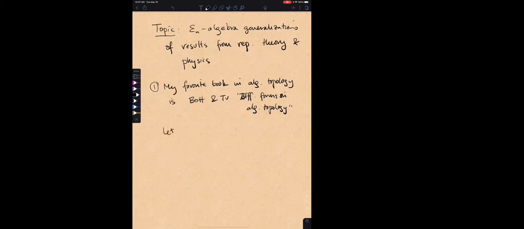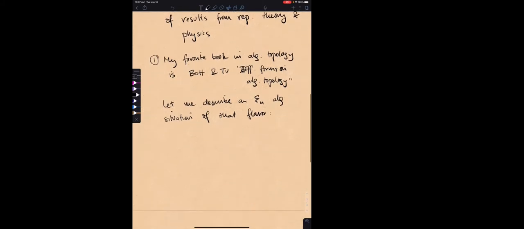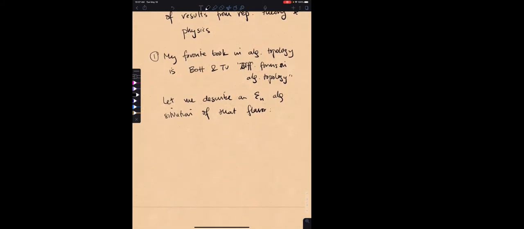But let me describe an EN algebra situation of that flavor that has a very concrete connection with classical constructions. So there's the following construction. Let G be a Lie algebra, say a DG Lie algebra. There's no problem with it being an L infinity algebra. And I'm working over, say, the real numbers or the complex numbers.